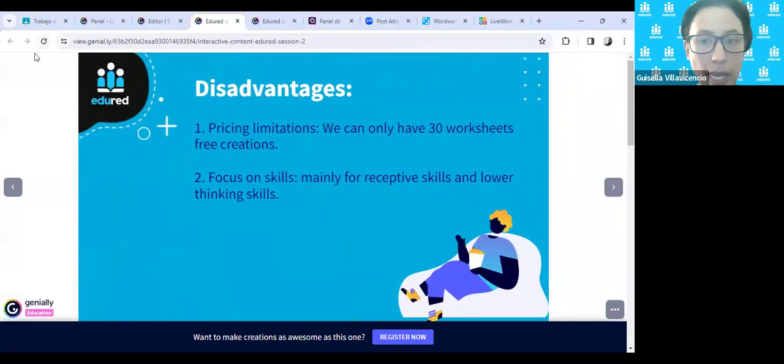Disadvantages, maybe that, okay. There's a limitation, 30, right? And it's mainly for receptive skills too. Not really for production. It's not really helpful for production.